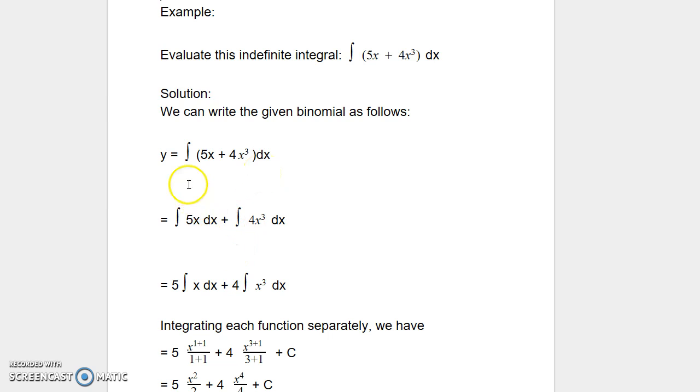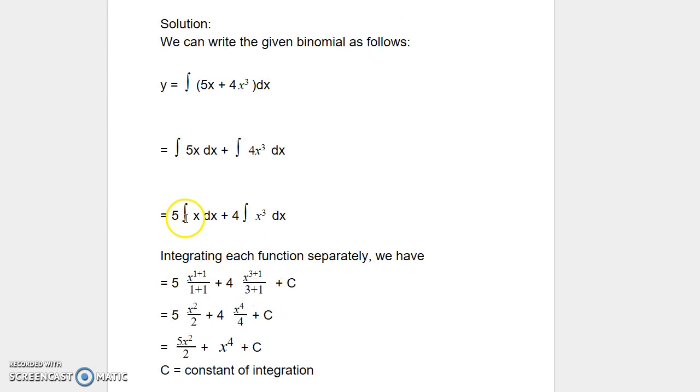And then we can integrate each one of these functions separately. We can write it as integral 5x dx plus integral 4x cubed dx. Since 5 is a constant and since 4 is a constant, we can take those out of the integral symbol. So we can write it as 5 integral x dx plus 4 integral x cubed dx.